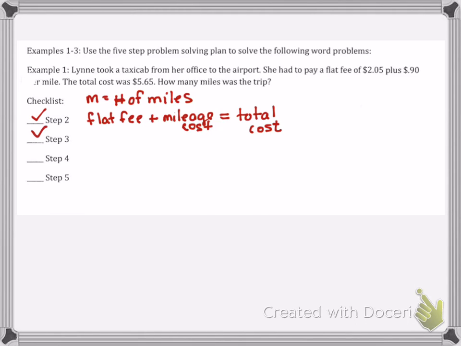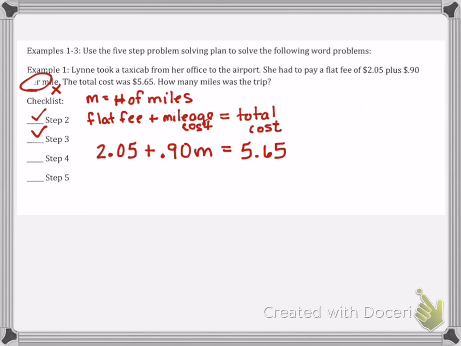Step 3 is to write the equation. So the flat fee is $2.05, and I'm going to do that in decimal form, plus 90 cents per mile. Now, per typically is a multiplying word, so you want to have that clue you in to the fact that that is a multiplier. So that is 90 cents times every mile, or 90 cents times m. If I add those values together, I get my total cost. And in this case, we're told that the total cost is $5.65.